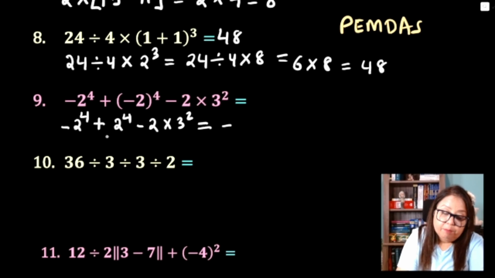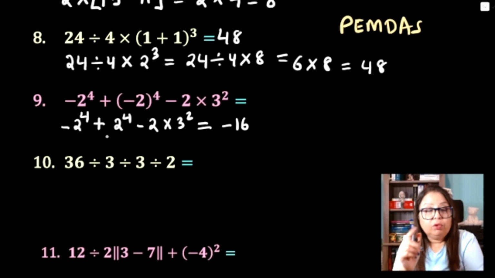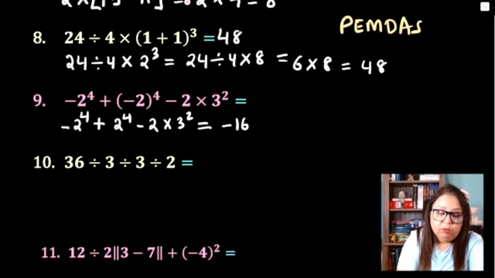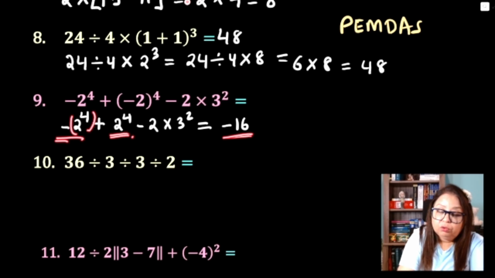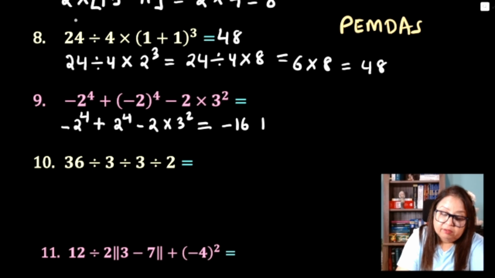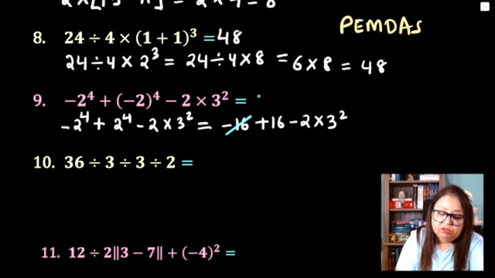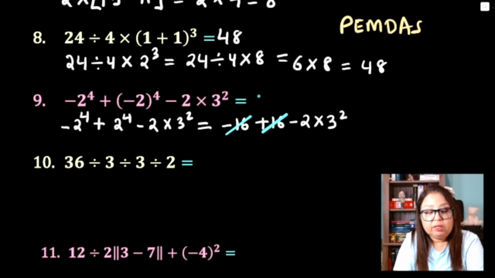So what do we get? Minus 16 from minus 2 to the power 4. We get minus 16 coming from minus 2 to the power 4, plus 2 to the power 4 gives us plus 16. Then we have minus 2 times 3 squared. So as you can see, minus 16 and plus 16 cancel each other out.